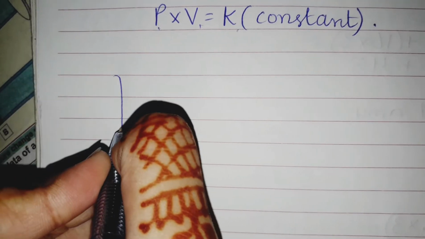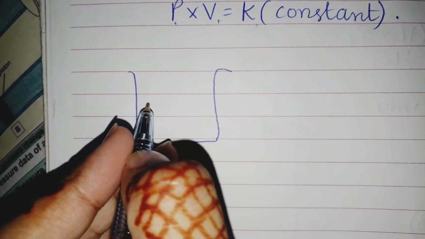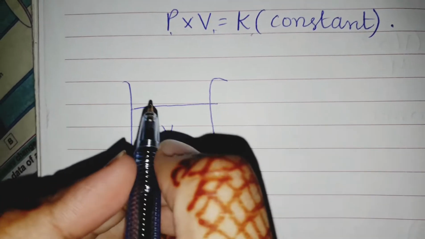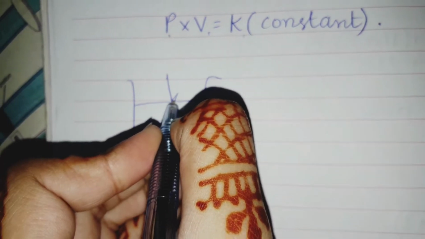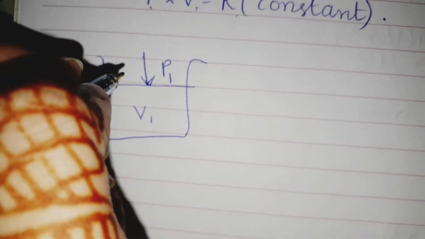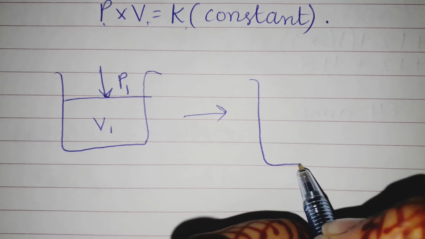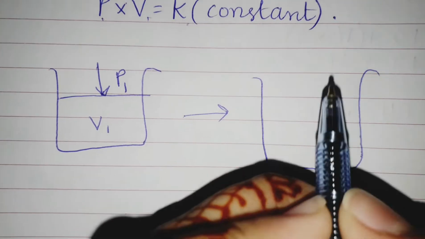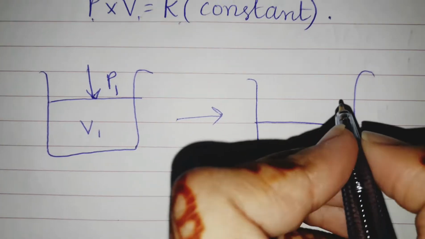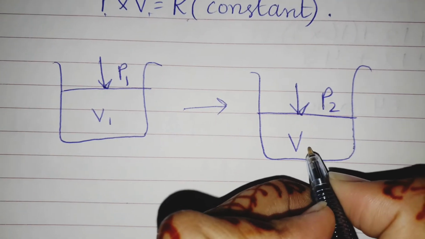Here we have a container of volume V1 and pressure P1. So when we increase the pressure, the volume will automatically decrease. We are going to increase the pressure, so the volume is decreasing. Pressure increases to P2 and volume decreases to V2.